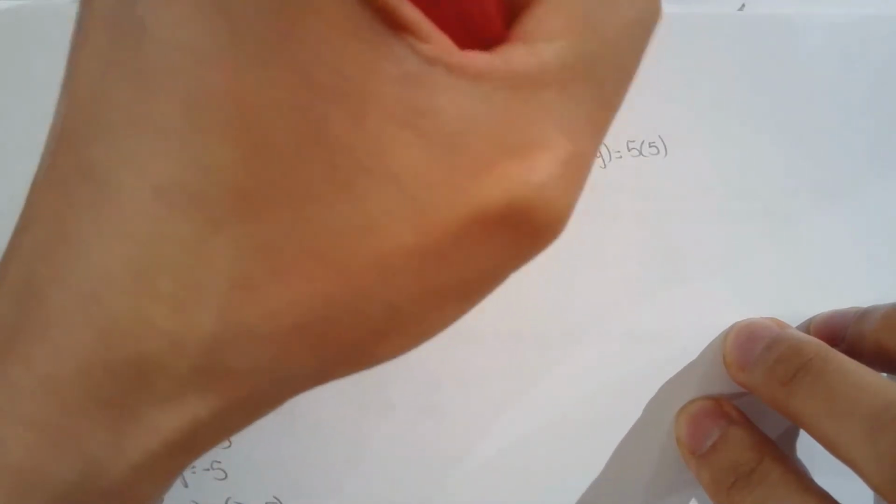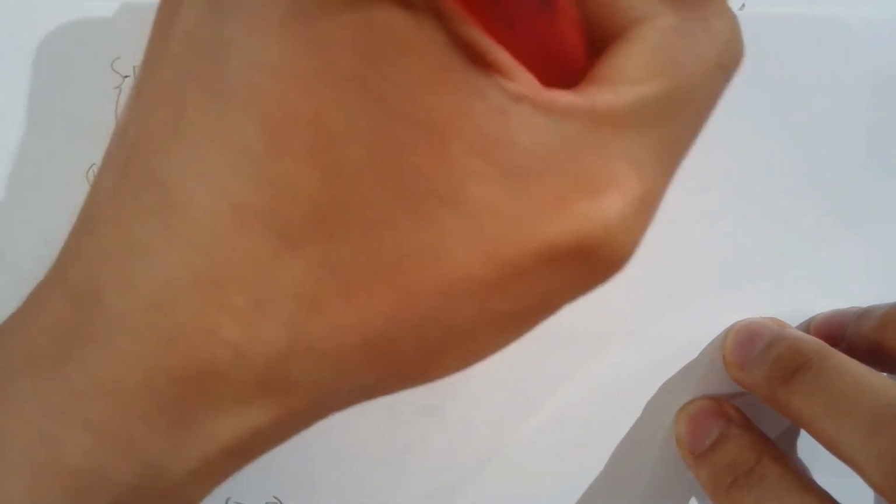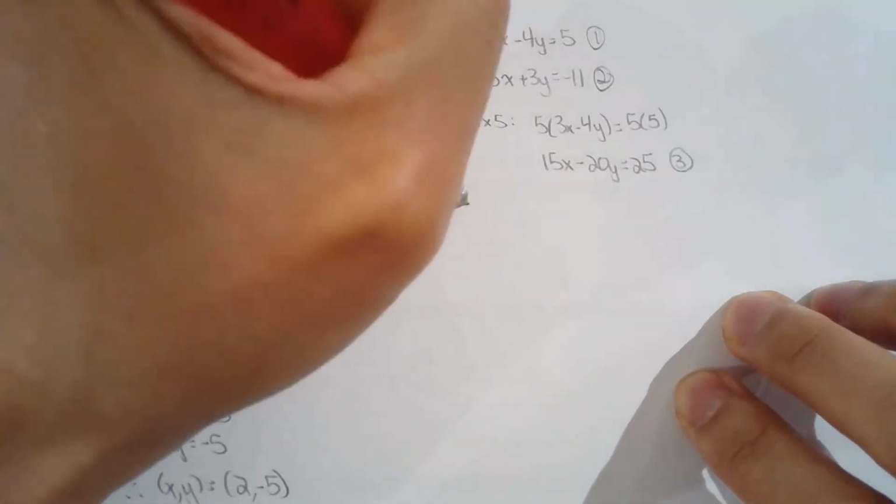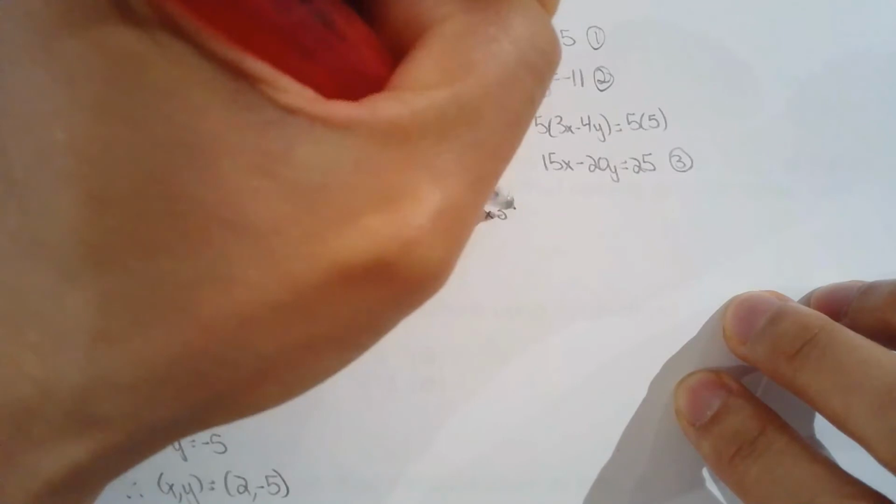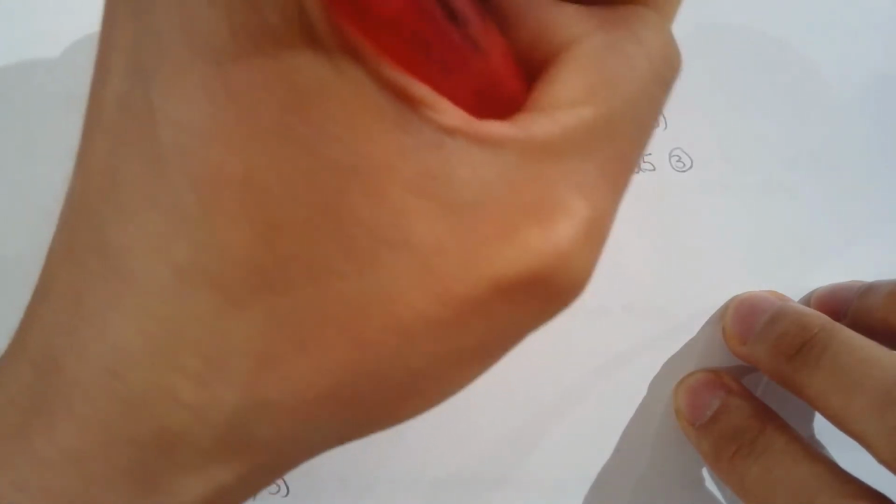Oops, I'm going to show you all the steps here. So 5 times all of the left side, and 5 times all of the right side. So this could be 15x minus 20y equals 25. I'll call that equation 3. Okay, and we'll take equation 2 and we'll multiply it by 3. So all of the left side, all of the right side.